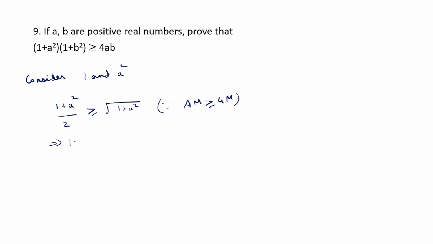So from this we get 1 plus a square greater than or equal to, here root a square is a. If we transpose to the other side, we get 2a. Now let us consider 1 and b square. Again, these two are positive real numbers, so their arithmetic mean is greater than or equal to the geometric mean.